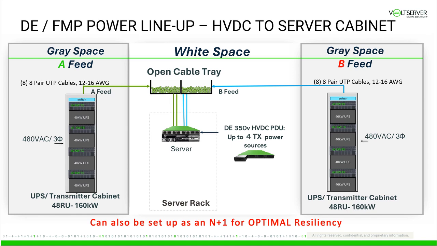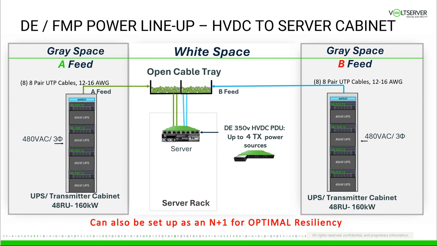Now we're going to take a look at a digital electricity lineup in the data center. In your gray space, you have your power entrance facility that feeds your UPS and transmitter rack. In this case, we are showing a 160 kilowatt UPS and 160 kilowatt transmitters, which, for comparison, would be like the floor PDU in a legacy AC system. From your 160 kilowatt transmitter rack, we have 8-pair 12 to 16 gauge UTP cables in an open basket tray, so it's actually a pretty small cable bundle for that power level. That bundle runs in the basket tray to the server cabinets in the white space, where the UTP cables terminate to our high voltage DC PDU.